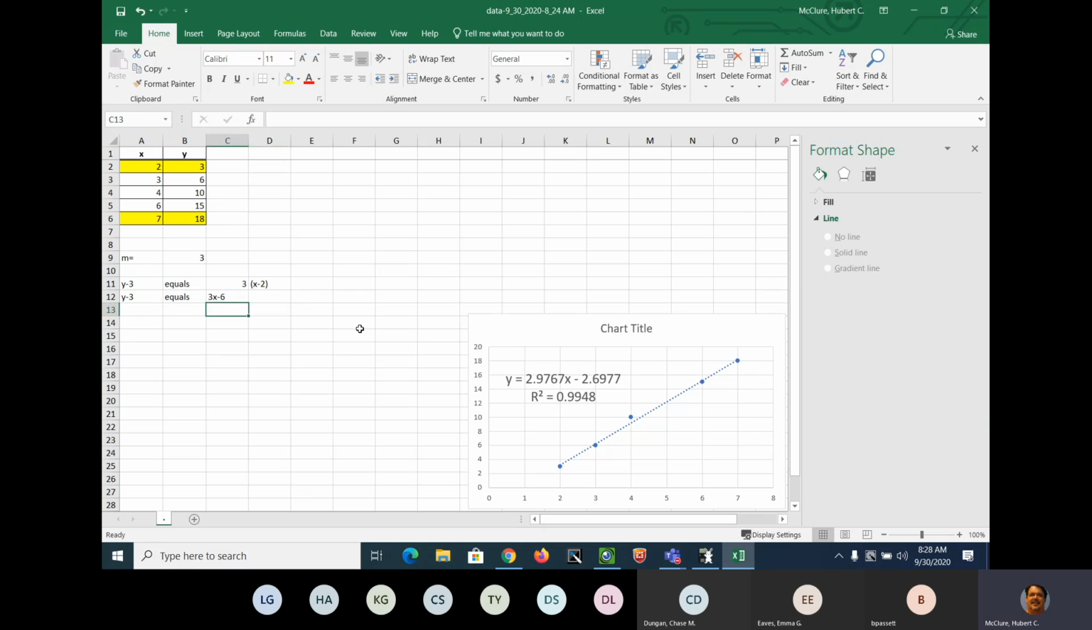I'm just trying to do it on the Excel spreadsheet so I don't have to. And then I'm going to bring the 3 over. That will be negative 6 plus 3, which is negative 3. So y is equal to 3x minus 3. And that should be your answer for that B part.